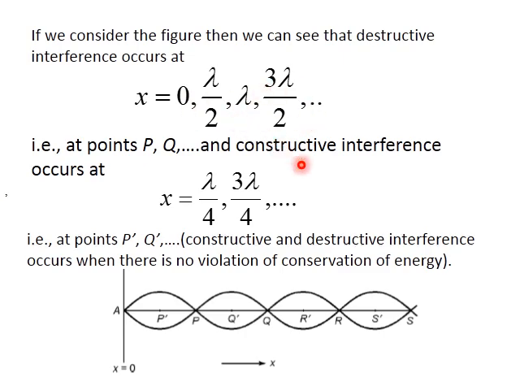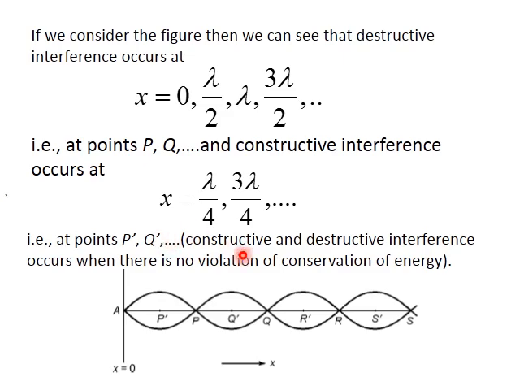Now we see that constructive interference occurs where the intensity is maximum, at the point P dash, at Q dash, at R dash, S dash, etc. Now what are these points? This P dash is lambda by 4, because up to P it is lambda by 2, so half of that is lambda by 4. Similarly Q dash is 3 lambda by 4, and so on. At points P dash, Q dash, etc. we have constructive interference.